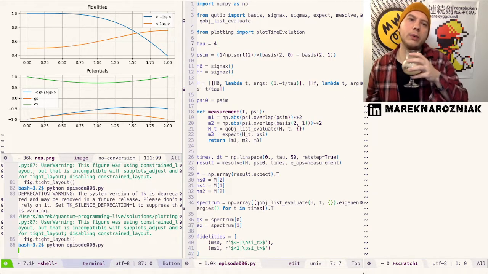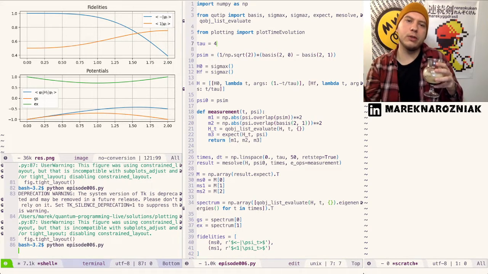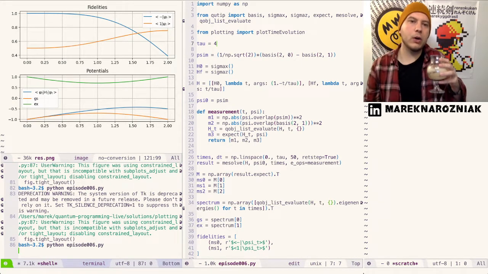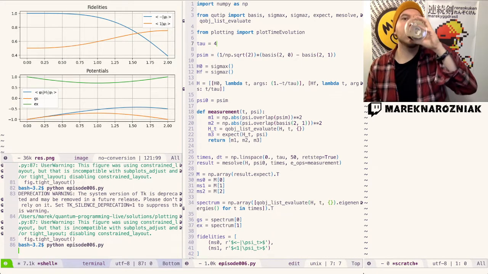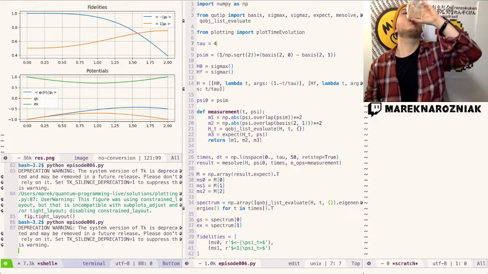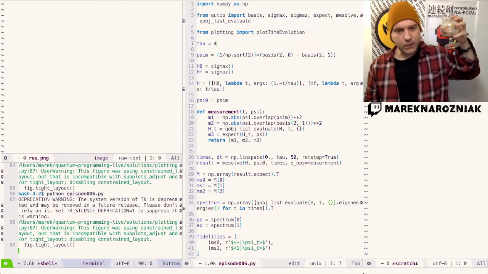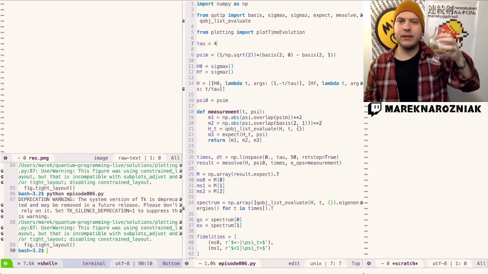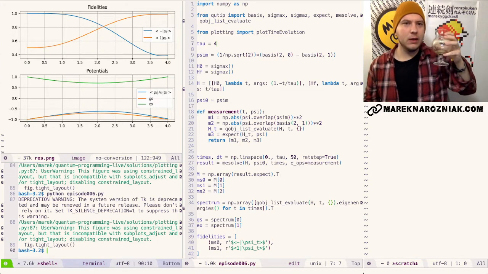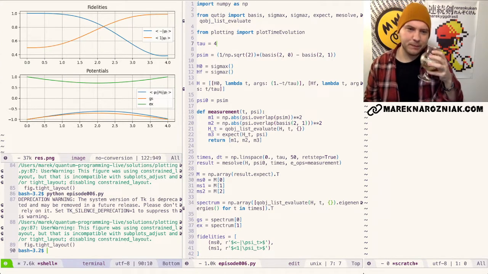The more slow we go, the more the blue curve should overlap with the orange one. My drinking is definitely not adiabatic here. It's quite fast, actually.